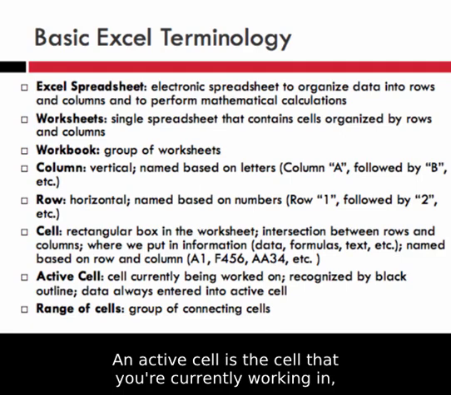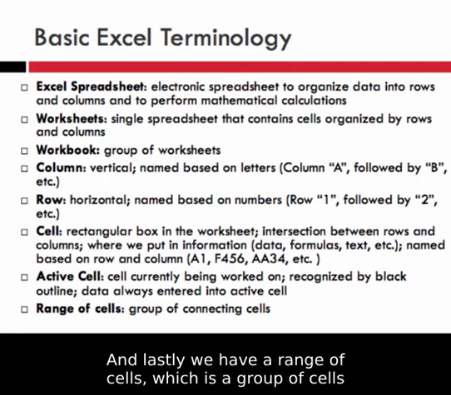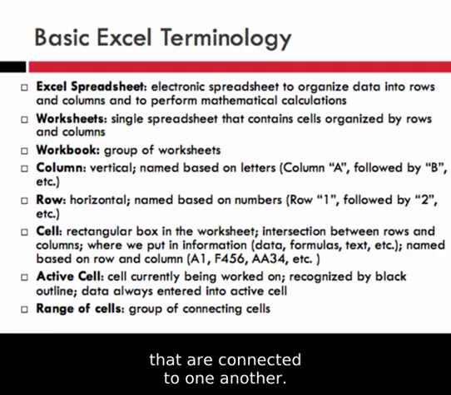An active cell is the cell that you're currently working in, which is usually highlighted in Excel. And lastly, we have a range of cells, which is a group of cells that are connected to one another.